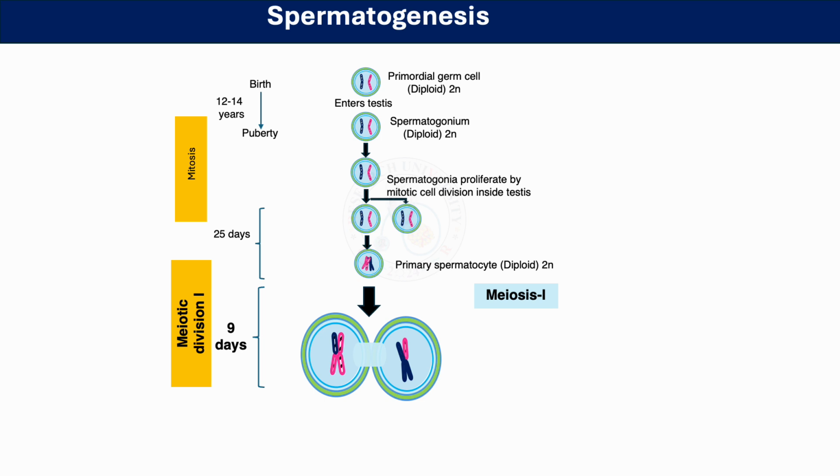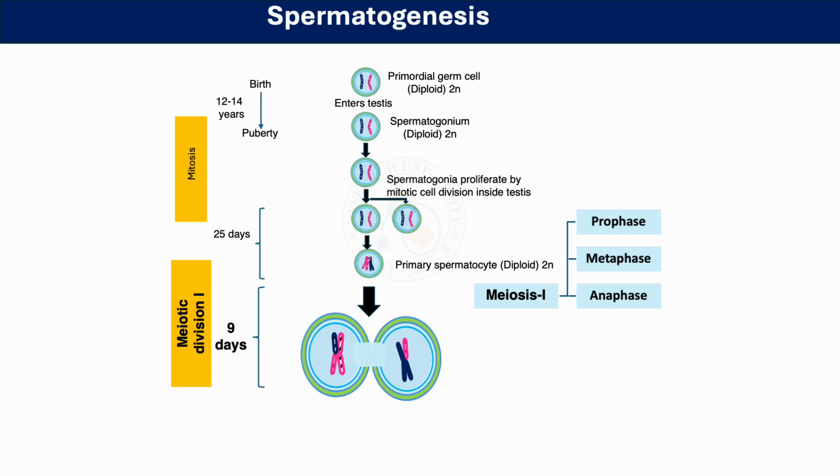Here we can see the step-by-step process of meiosis. First one is prophase. During this prophase, chromosomes condense, homologous chromosomes pair up and crossing over occurs, leading to genetic recombination. Next one is metaphase. During this phase, paired homologous chromosomes align at the metaphase plate with the spindle fibers attaching to each chromosome's centromere. Anaphase.